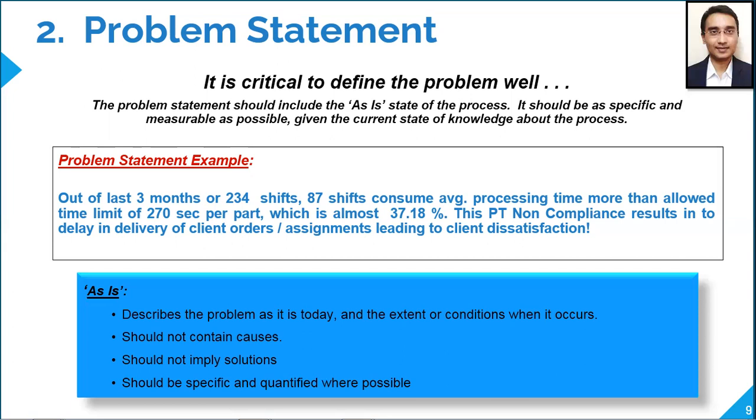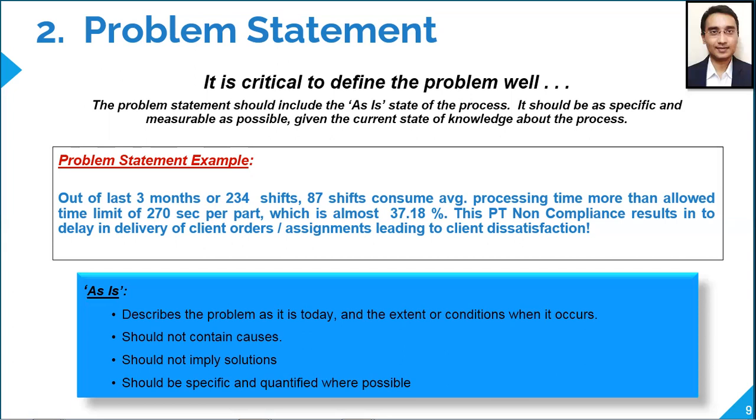So that helps us understand, okay, if this is the situation, this is what we got to know from the business case. What is the reason why this particular situation is occurring? This is occurring because of this given problem and that given problem, which we quantify in a problem statement. So that is the difference between problem statement and that of your business case. So the problem statement should include the as-is state of the process. It should be as specific and measurable as possible, given the current state of knowledge about the process.